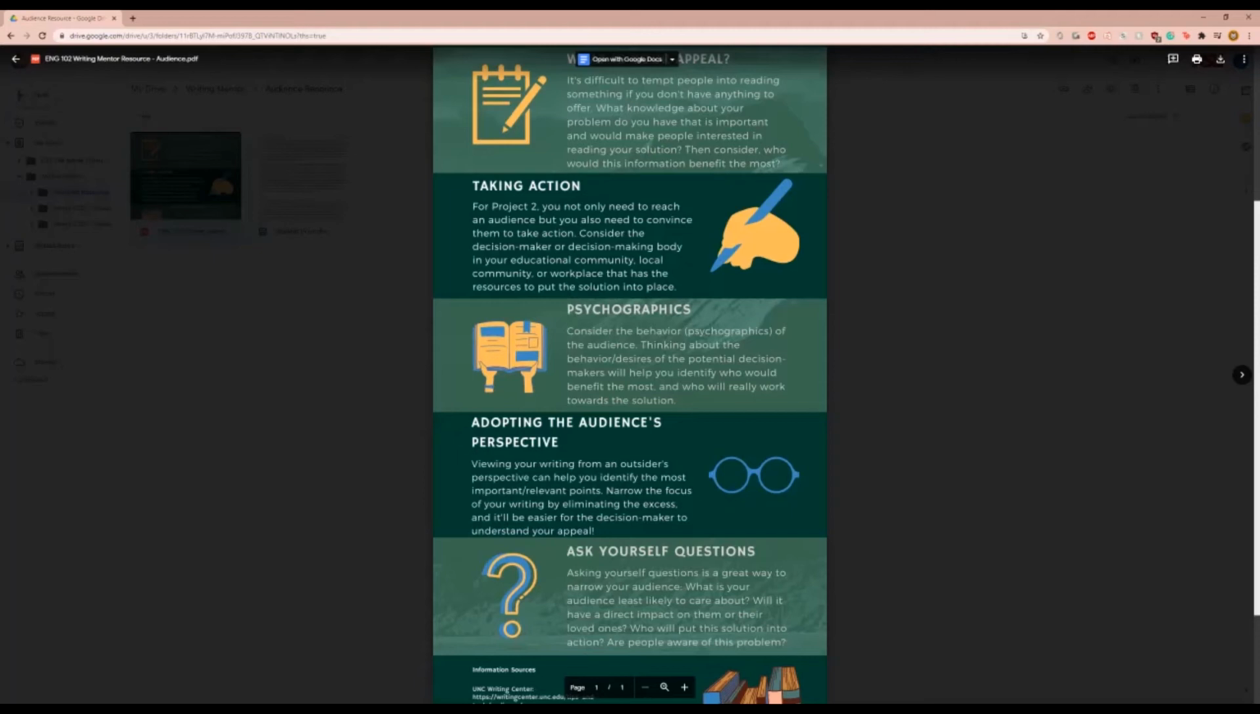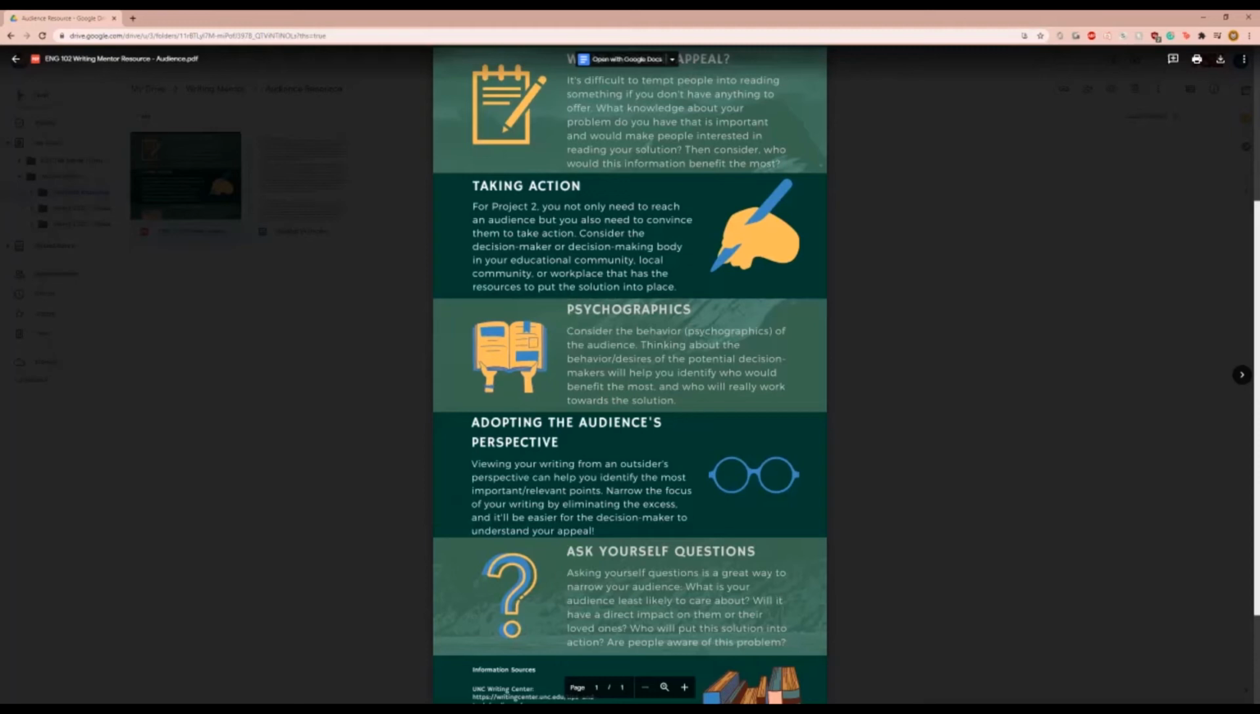Adopting the audience's perspective is another great method to narrow your focus. So this is a practice that I recommend implementing in other forms of writing if it works for you here. I do it a lot personally. And the reason why this practice can be so helpful is because you'll be viewing your proposal through the eyes of an outsider. And by taking that step back from your own perspective as the author of the proposal, this outsider's perspective can then help you identify the most important and relevant points that are in your proposal already. So it'll ultimately narrow the overall focus of your proposal as you realize what information might actually be unnecessary and can be eliminated entirely.